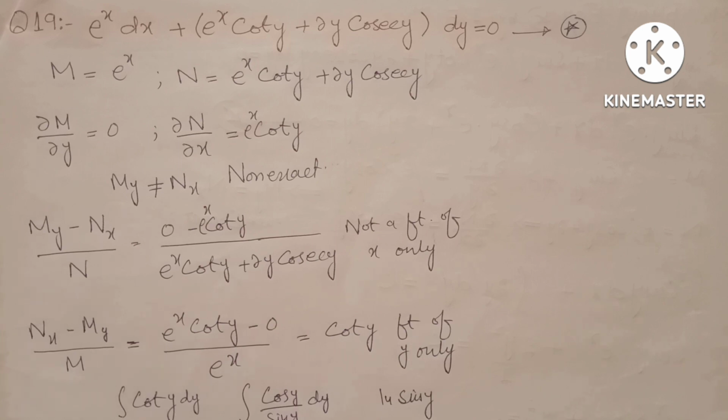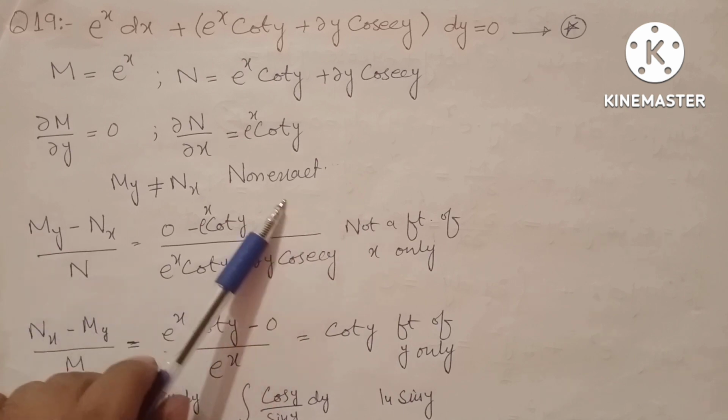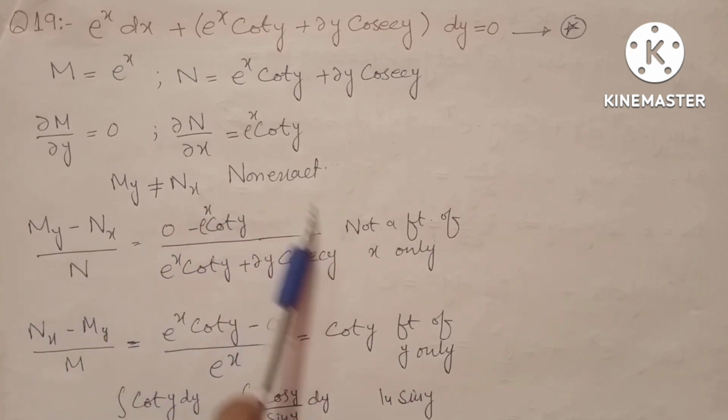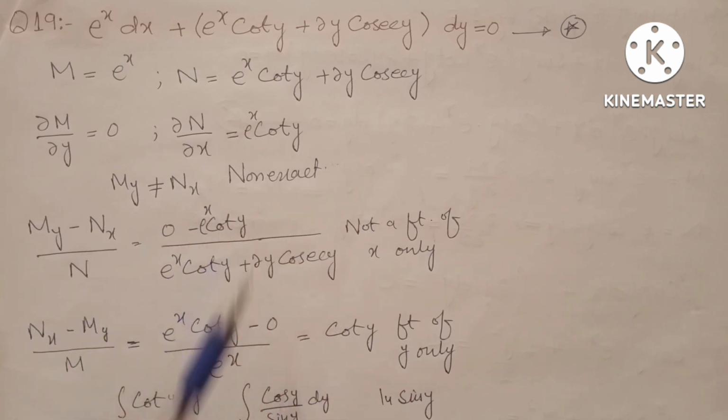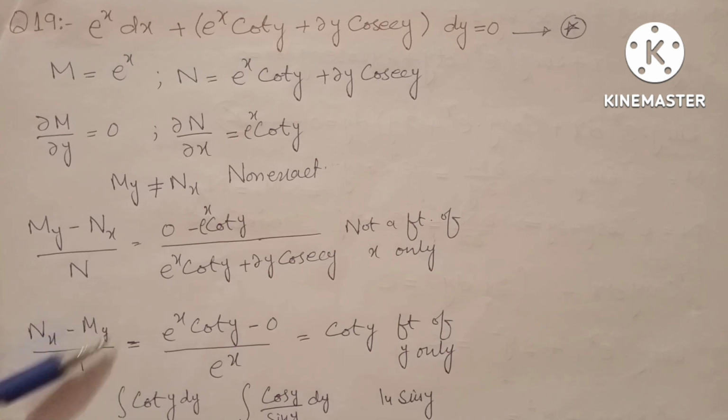So we will try to find the integrating factor. For this we will check what is the value of (M_y minus N_x) divided by N. After putting the values of M_y, N_x and N, we get this result, which is not a function of x only because y appears here. So we will find (N_x minus M_y) divided by M. After putting the values, we will get cot y, which is a function of y only because here there is no x.